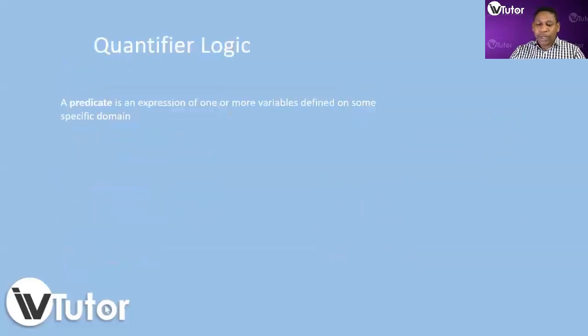Let's look now at quantifier logic. Right. Quantifier logic starts with the introduction of what we call a predicate. And we say a predicate is an expression of one or more variables defined over some specific domain. Don't beat yourself too much about the definition.